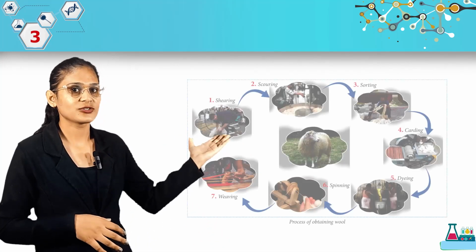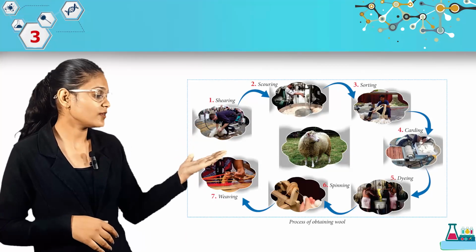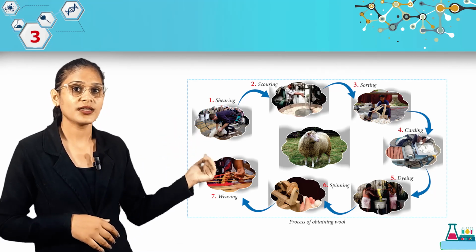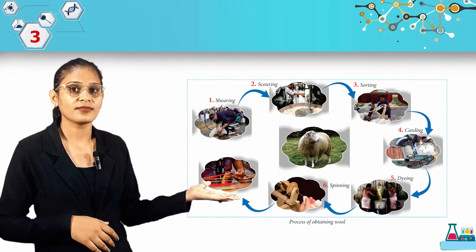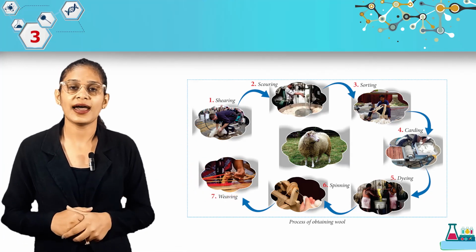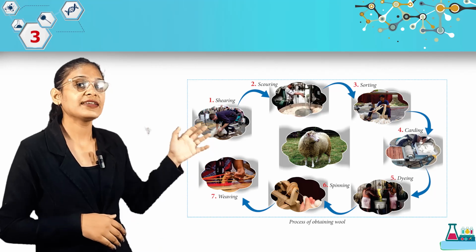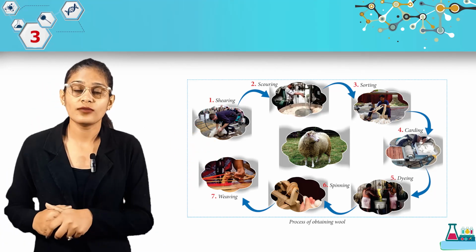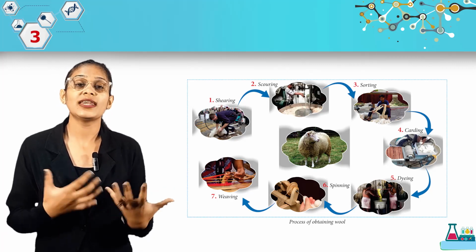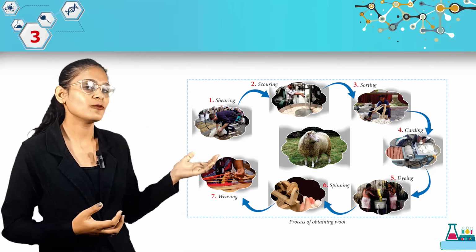Look at this picture, students, first. This is the process of obtaining wool. Look at the first step: we have shearing, scouring, sorting, carding, dyeing, spinning, weaving, and then we have knitting in the end. So these are the steps which are involved in the process of making wool. Get it, students? So you can learn these steps very easily from this picture.